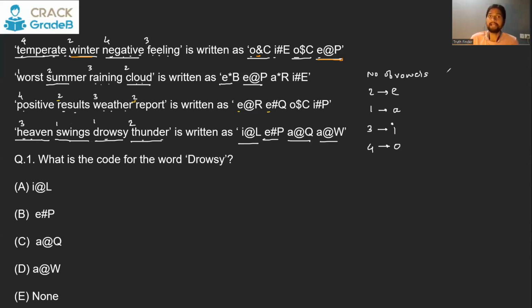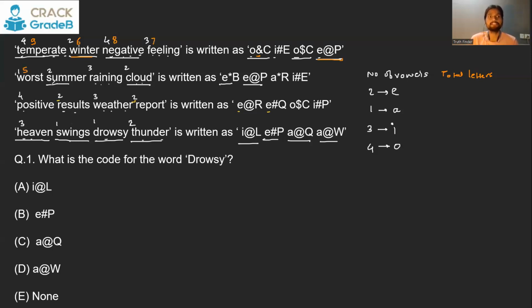So now we might need to look for the total number of letters as well. Total letters. That I'm going to write in this orange. Temperate has 9 total letters. Winter has 6 total letters. Negative has 8 total letters. And filling has 1, 2, 3, 4, 5, 6, 7 number of letters.